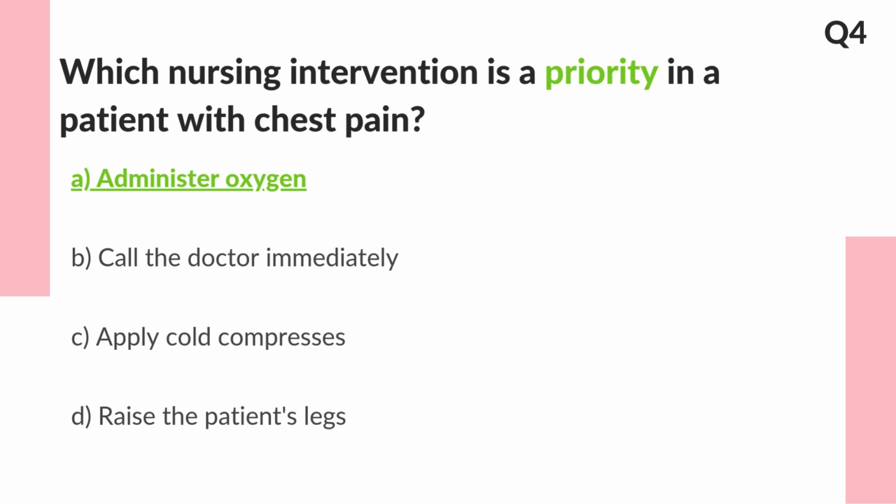So in this case also, when you have a patient with chest pain, your priority should be to make sure that they have the oxygen, and then you go for all of the rest of the interventions, all right, including calling for help.